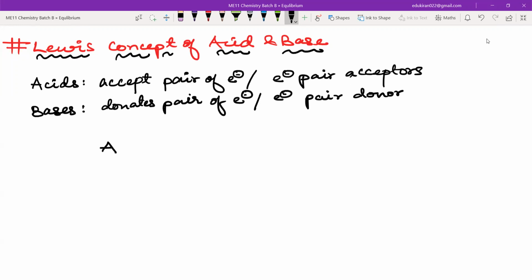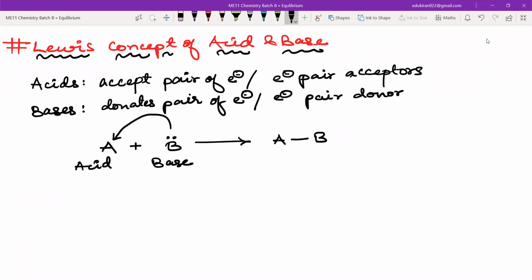So for an acid will be A. Now this base, it should have an unshared pair of electron that it can donate to an acid. It is going to give you a product like this. Okay, so we can essentially generalize all the reactions into acid-base reactions. And we can say that this here is an acid, since it is accepting pair of electron, and this is a base. And more importantly, these are Lewis acids and Lewis bases.